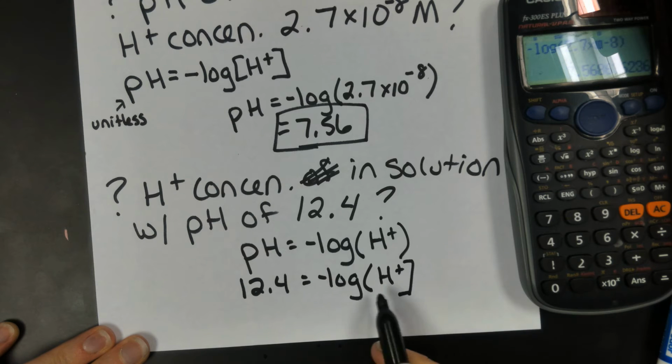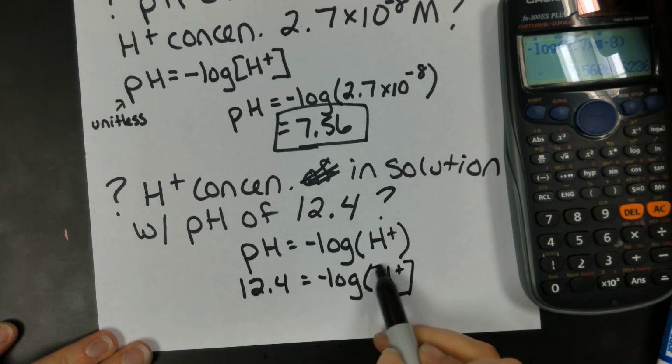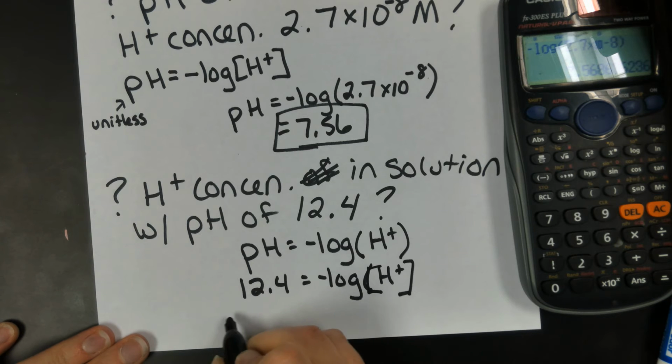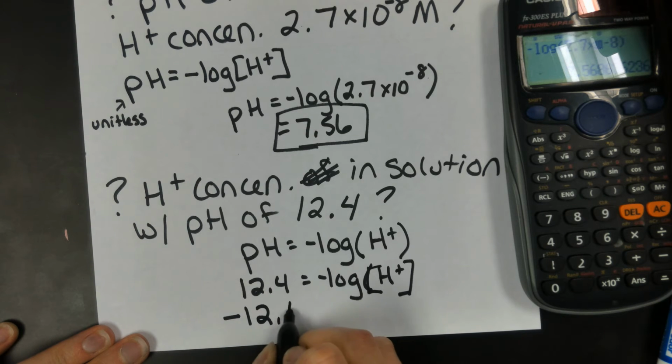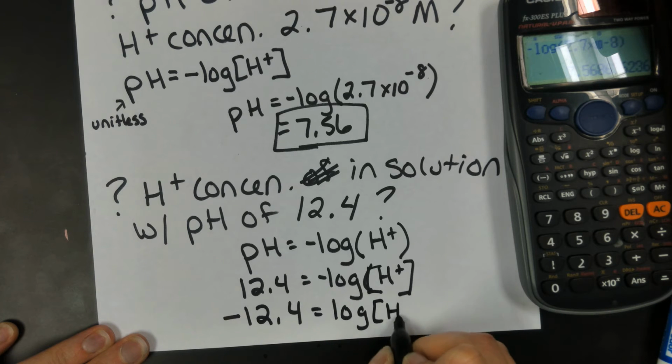Oops, I used a bracket, it doesn't matter. This is scratch work. So how do I solve for the H+ concentration? I'm going to have to move the negative over here by multiplying both sides by negative. So negative 12.4 equals log of H+.